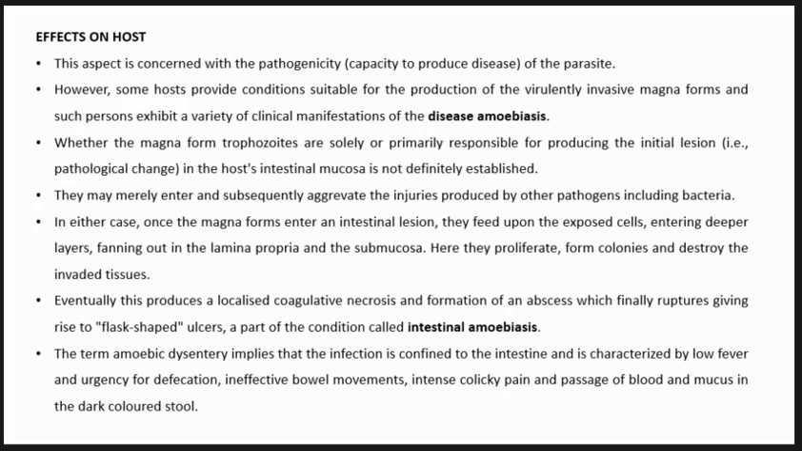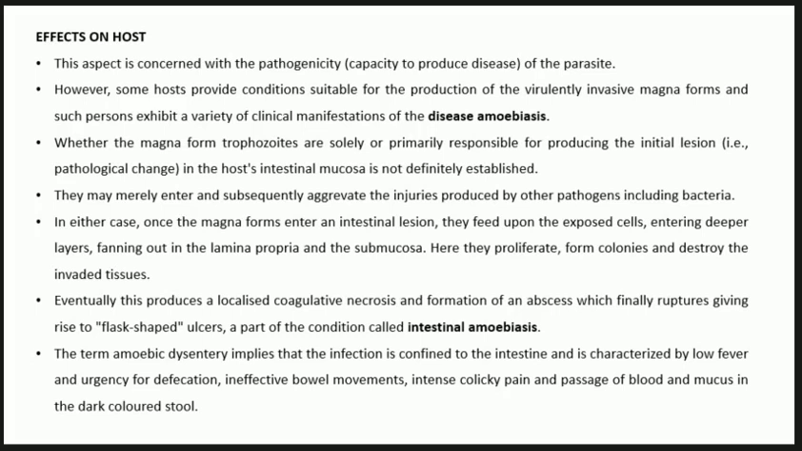So this stage, this magna, that will lead to the formation of flask-like ulcers within the intestine. Okay, and a part of this condition is called intestinal amoebiasis. There are two terms here. We will talk about the second term also. This is the liver amoebiasis.